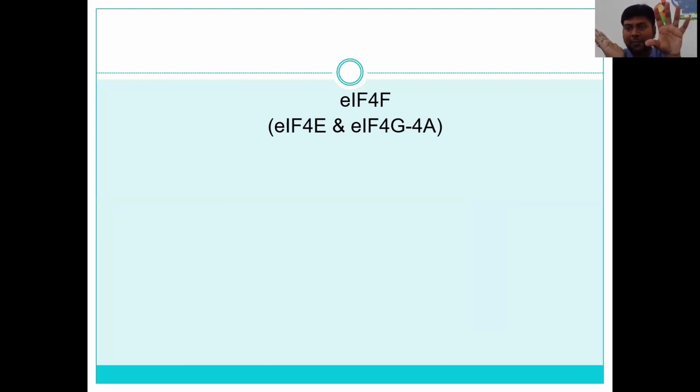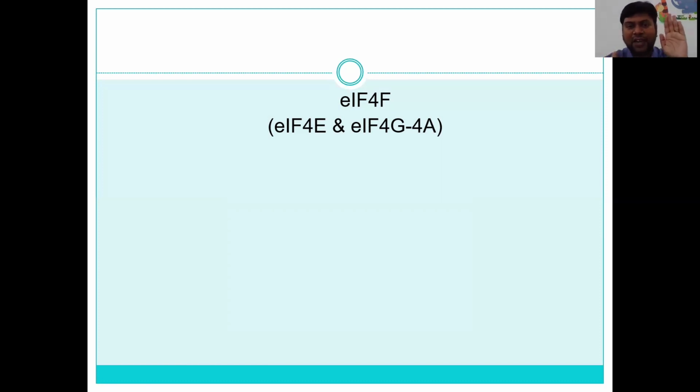Through one arm it will take the mRNA, it will capture the mRNA. Through the other arm it takes the ribosome, and they will put both the things together. So this is how mRNA will be assembled into the ribosome. How it is done, we will see in detail.